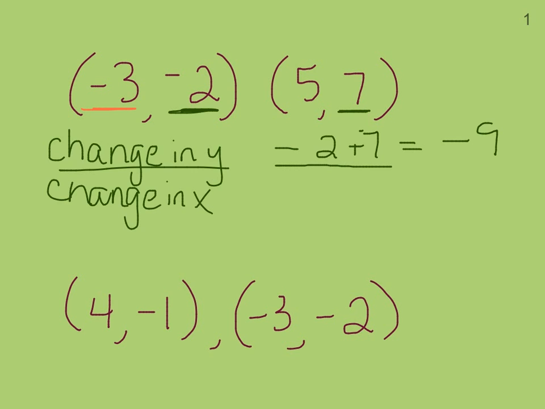My x's are -3 and 5, so I want to know the difference there. I'm going to go in the same order and go -3 minus 5. Again, that's like saying plus and negative, and so I have -8. -9 over -8 would just change to +9 over 8 because the two negatives cancel out. Leave it improper because you are going to be using slope as improper fractions.